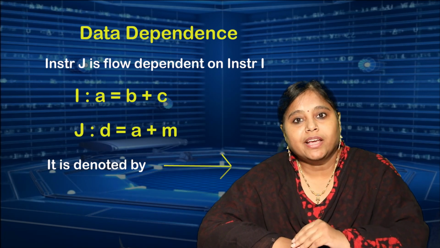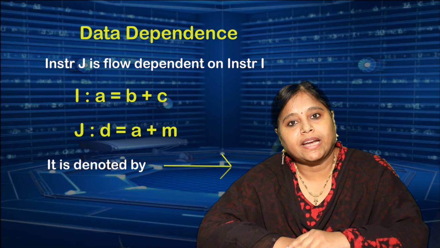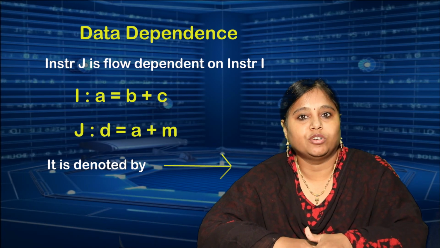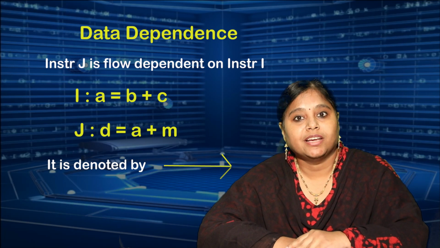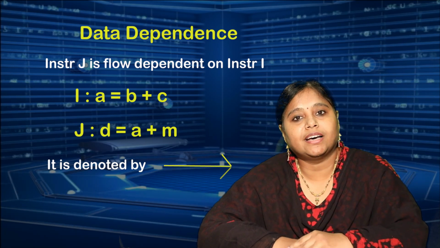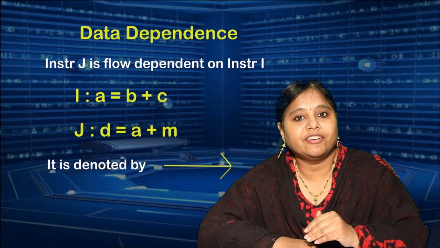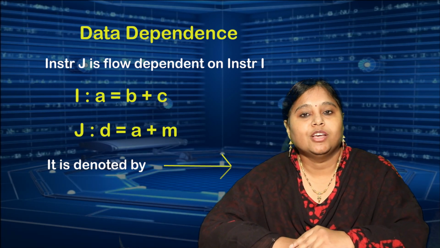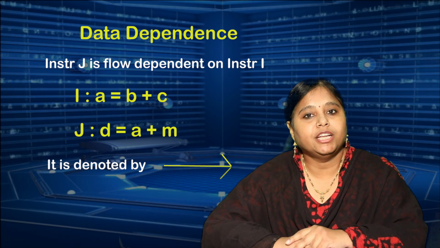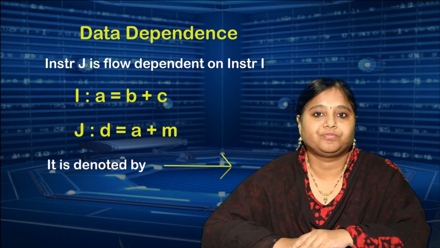So what does it mean? If two instructions are flow dependent, we cannot execute them in parallel. They must be executed sequentially. That's why we need to identify the different types of dependencies in instruction level parallelism. Flow dependency is denoted with an arrow mark.